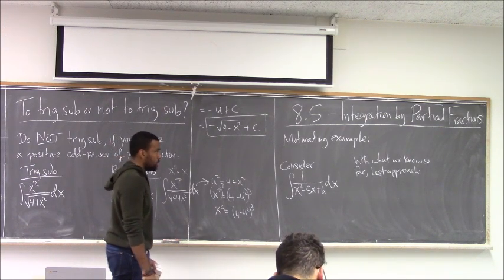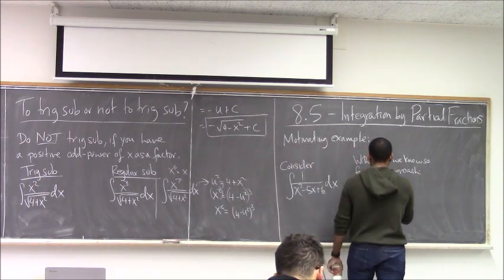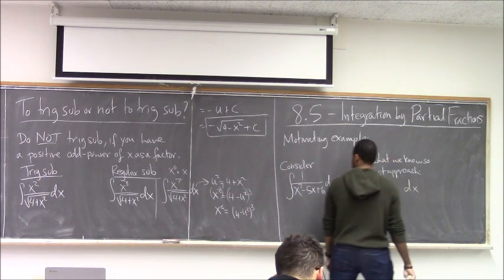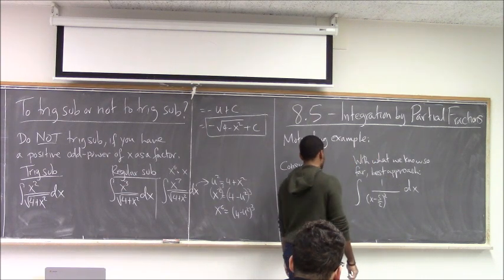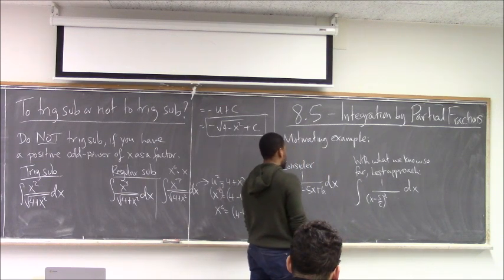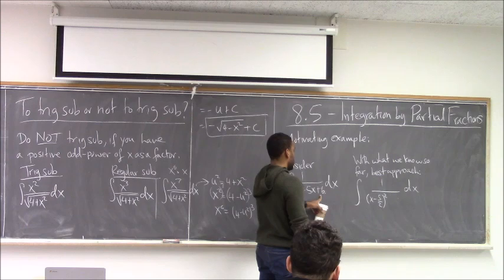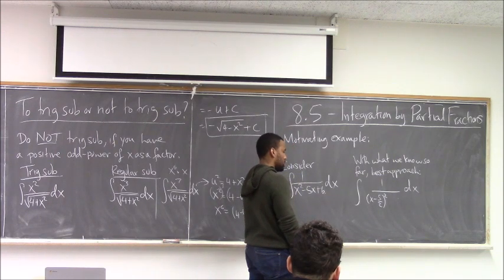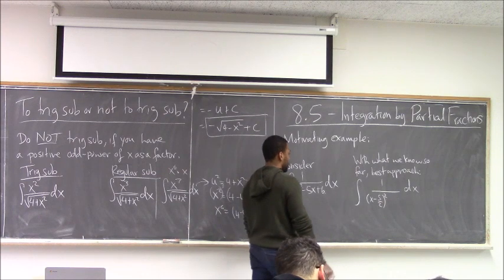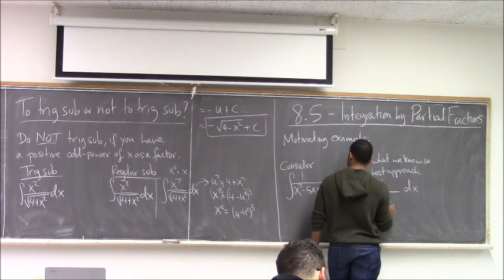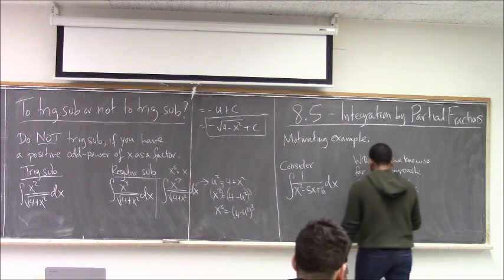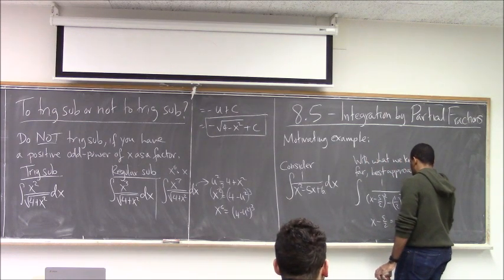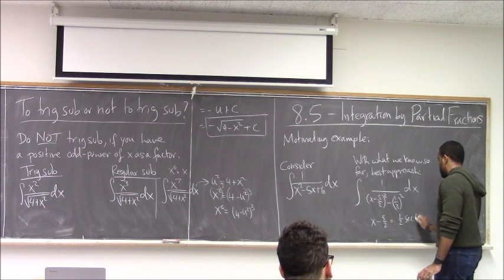One thing you could do is complete the square, which would look like x minus 5 over 2 squared. Square that, you get 25 over 4, so you want 6 minus 25 over 4, which is 24 over 4, minus 25 over 4, which is minus 1 over 4. So it would look like that. And you could have done, at this point, x minus 5 over 2 is equal to 1/2 secant theta.